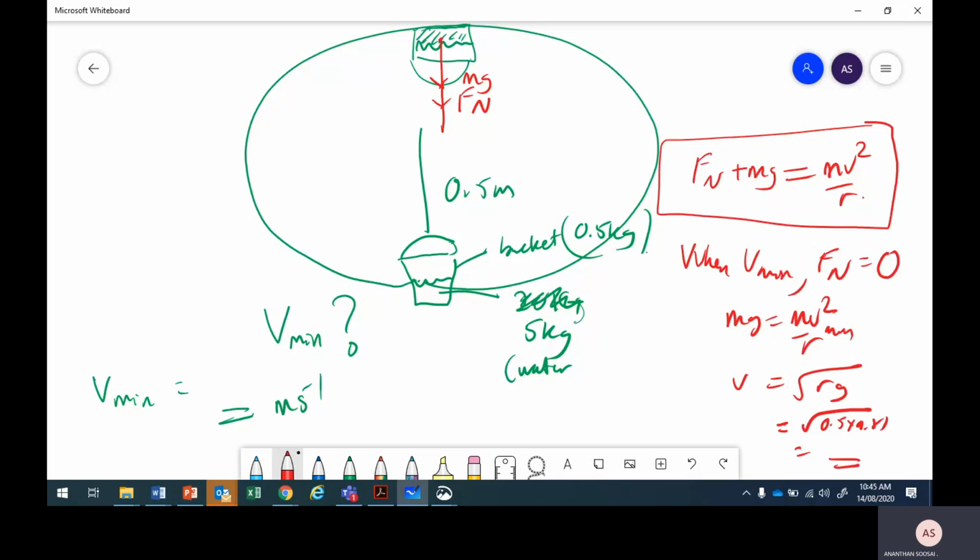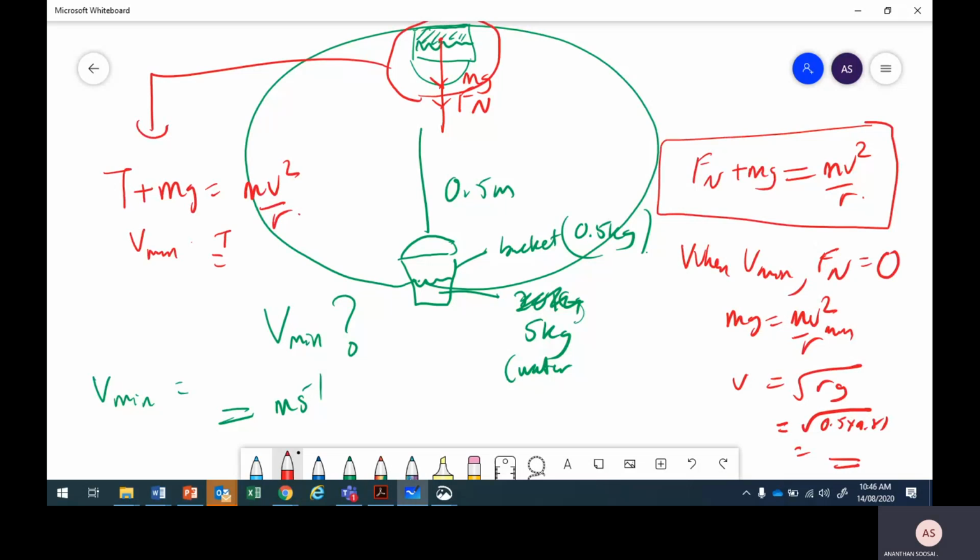If they ask what speed is needed to whirl it to prevent the bucket from falling down, so the story is about the bucket, then the equation is tension plus mg equals mv squared over r. For the bucket not falling down, when V is minimum, tension must become 0. So you get the same root of Rg. It means the bucket and the water come down at the same time.